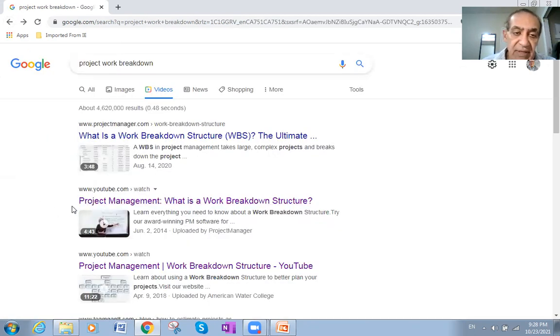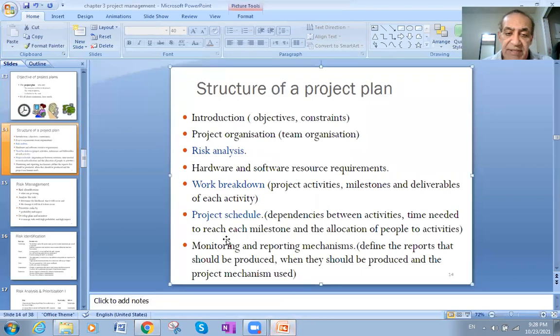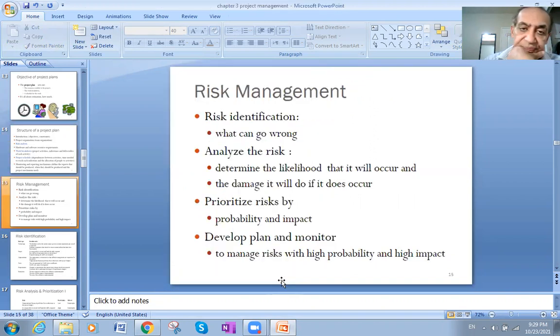And that's very well. So you are very well prepared now. At this point, we will go back to our slides and complete the project schedule. We said first we do the work breakdown, then we go to the project schedule. The multi-channel reporting mechanism, we also had that. Then we will move now into risk management and what we mean by the word risk.